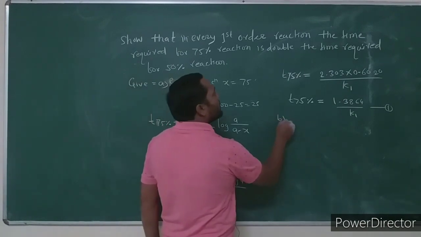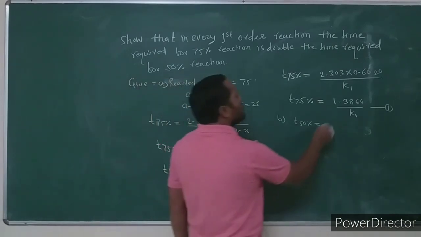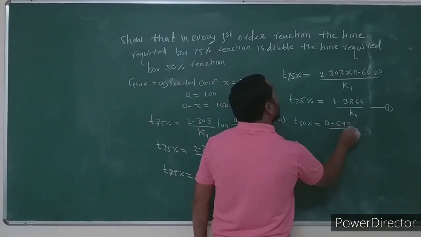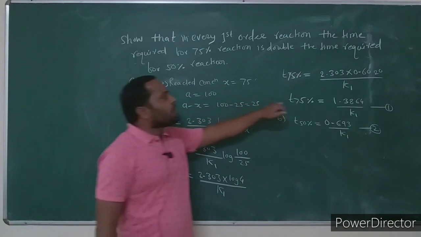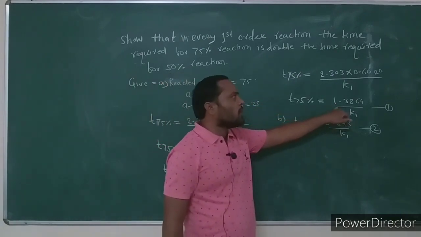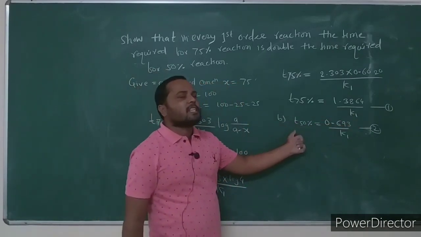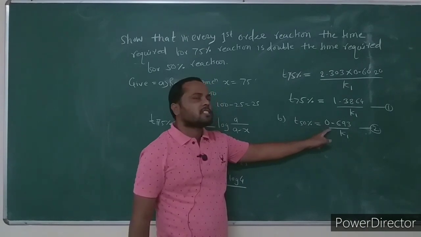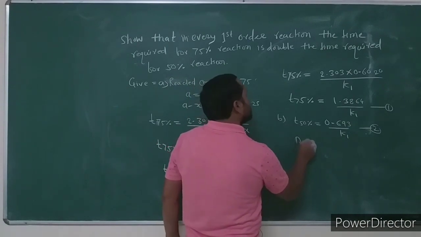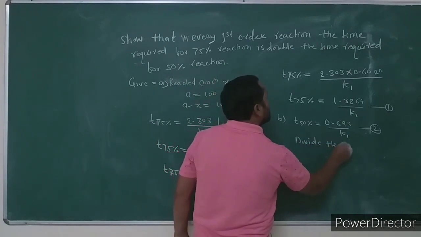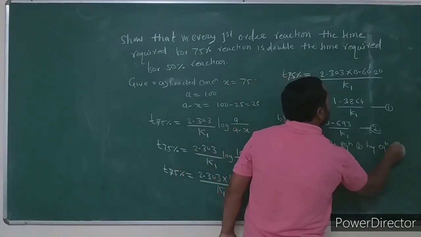Then what is the time required for 50% completion of reaction? The T50% or T half is already known: 0.693 divided by K1. This is the equation 2. We can determine the time required for 75% completion of reaction is equal to 1.3864 divided by K1, and the time required for 50% completion of reaction is equal to 0.693 divided by K1. Then divide equation 1 by equation 2.